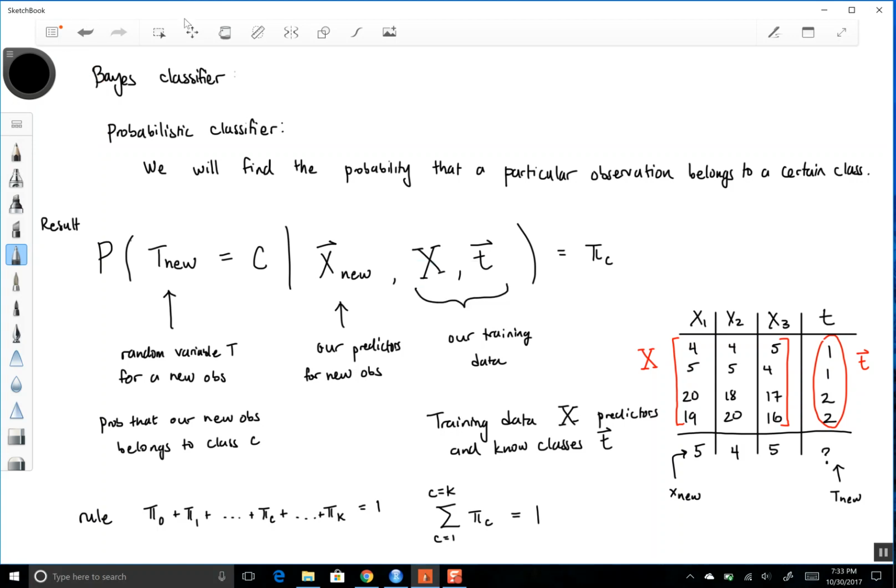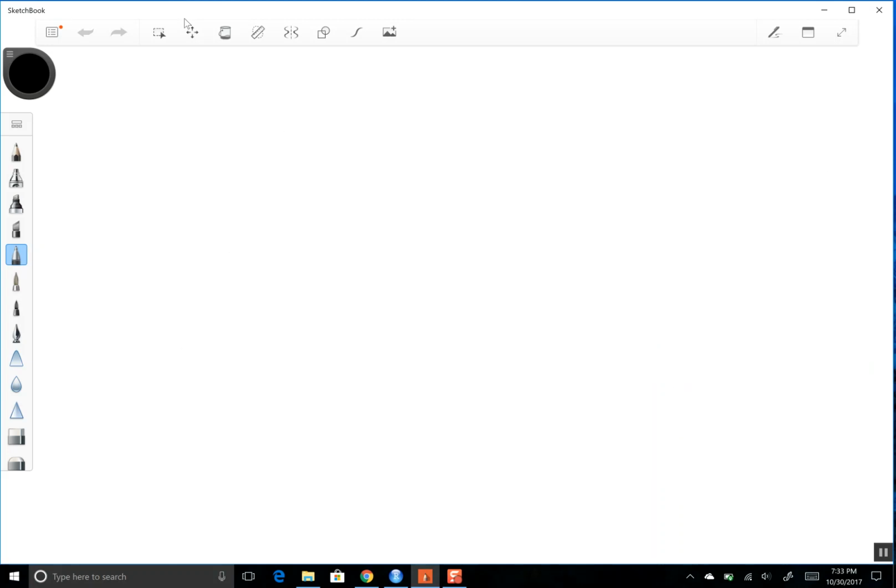Is this good? Okay. And all right, so how does the Bayes classifier work? It's called the Bayes classifier because it applies Bayes rule, right? So do you recall Bayes rule? This was the probability of A given B is going to equal what?